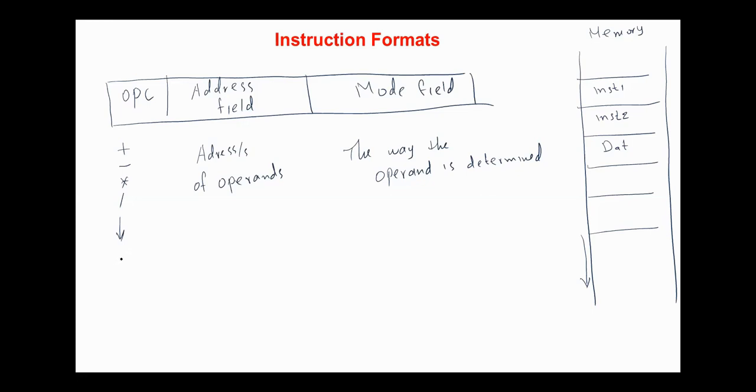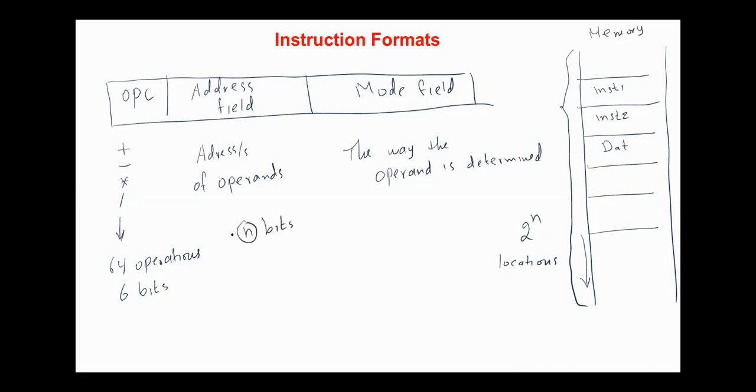Regarding the operation code field, if we want the computer to perform, for example, 64 operations, then we need at least 6 bits to encode each operation. Next, regarding the address field, if the size of memory is 2 to the power n locations, then we need n bits to address any location in memory. So for addressing each operand, we need n bits. And regarding the mode field, in the basic computer, we have only 1 bit I for direct, indirect addressing. But for example, if we have 8 addressing modes, then we need 3 bits to encode each addressing mode.